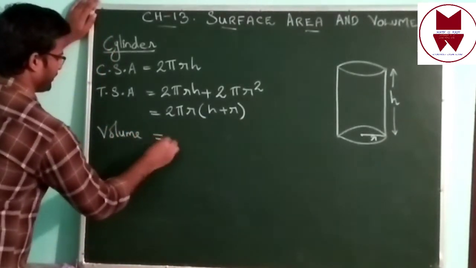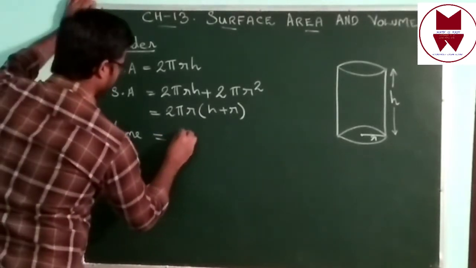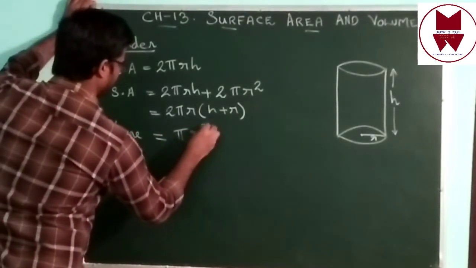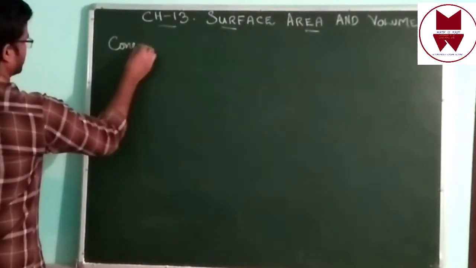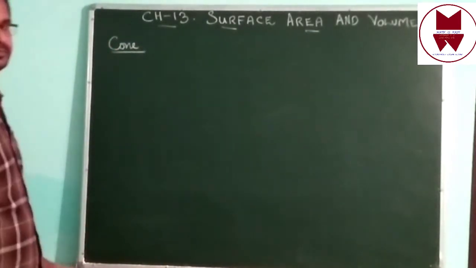Next, volume. Volume of cylinder is pi r square h. Next, cone.